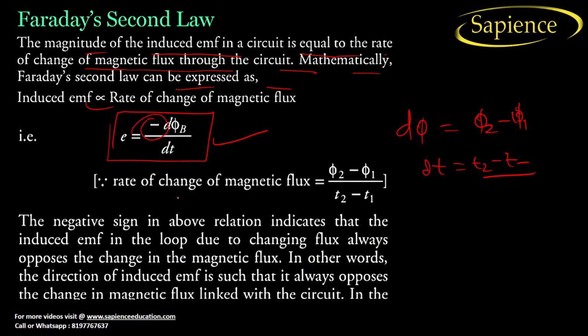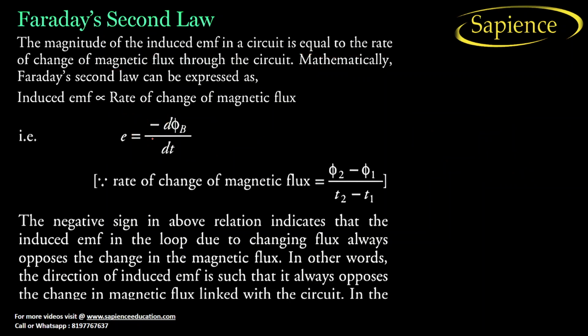Now, there is a negative sign. You have seen that there is a negative sign. Why has the negative sign been used? The negative sign in the above relation indicates that the induced EMF in the loop due to change in flux always opposes the change in magnetic flux.